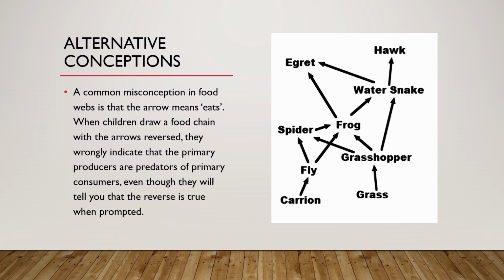A common misconception in food webs is that the arrow means eats. This was shown by my brother in the earlier results, as he had reversed the arrow by mistake. When children draw a food chain with the arrows reversed, they wrongly indicate that the primary producers are the predators of the primary consumers, even though they will tell you that the reverse is true when prompted.